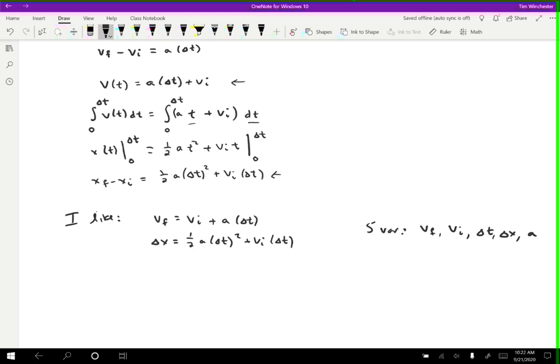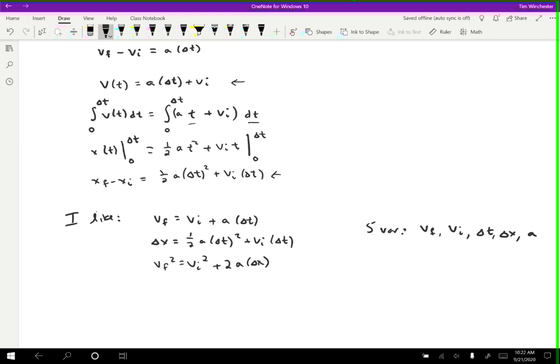Using algebra, you can actually solve one of these for delta t and then plug it into the other. What you get in that case is the third equation that I think is worth remembering, and that is vf squared equals vi squared plus 2a delta x. That one has no time information in it. So if you know initial and final velocity and you know something about the position or the acceleration, then you can find the other thing.